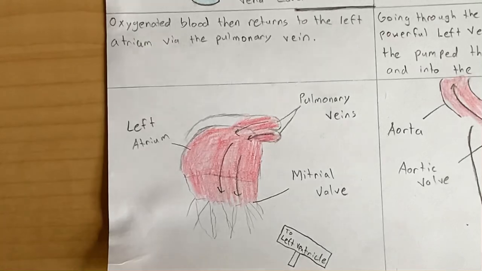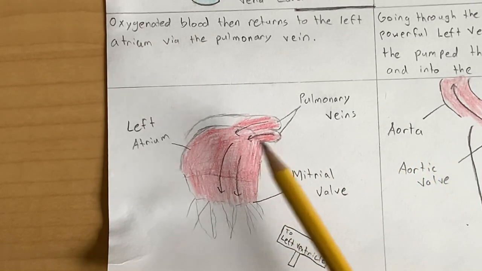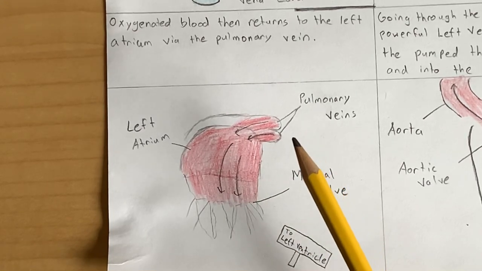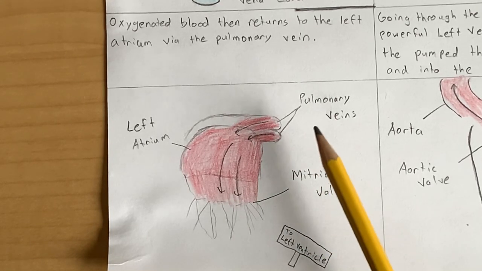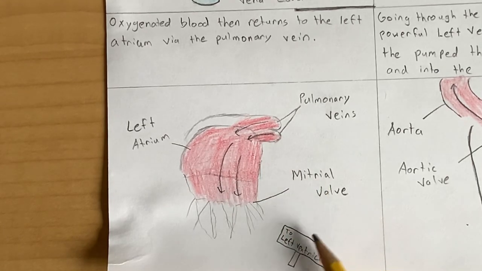Now this blood returns to the left atrium via the pulmonary vein. And this is one of the few times veins will contain oxygenated blood. Into the left atrium, it gets pumped down through the mitral valve into the left ventricle.